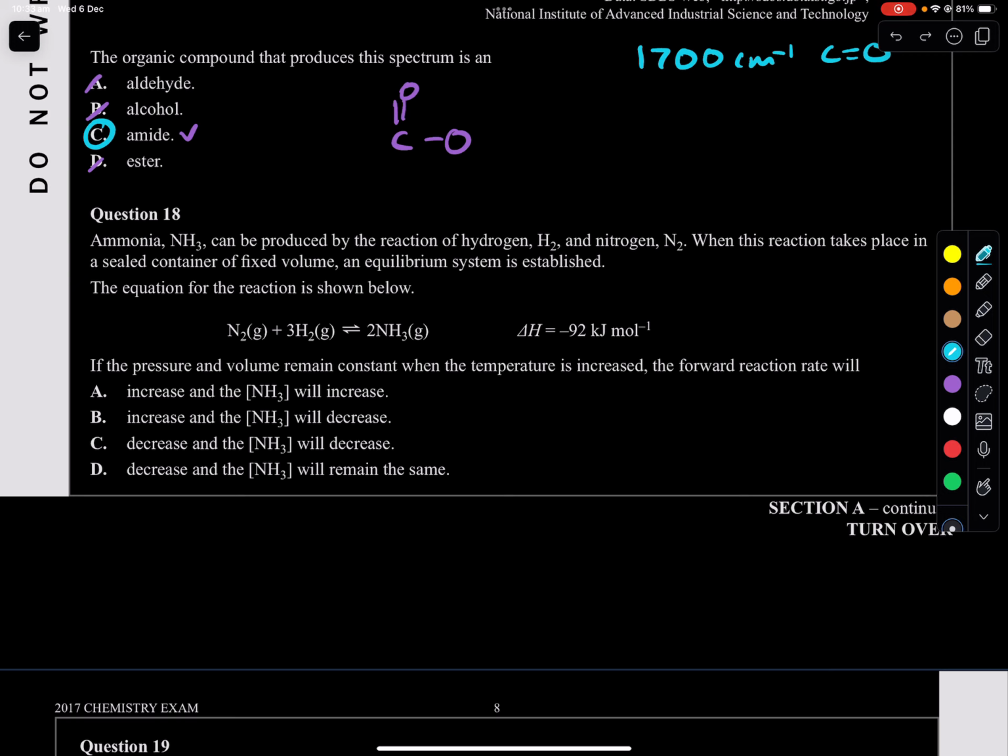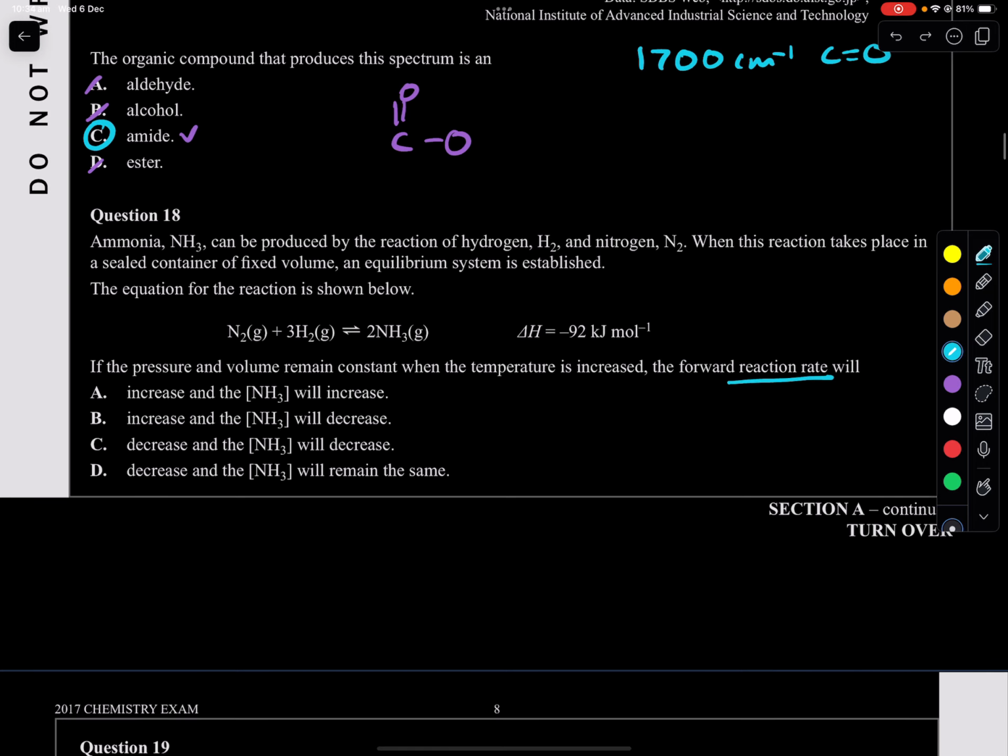Okay, the equation for this reaction is shown. If you don't know, this is the Haber process. It's to create ammonia pretty much. So we know it's an exothermic reaction. Great. If the pressure and volume remain constant, when the temperature is increased, the forward reaction will what? So wait, the forward reaction rate will what?